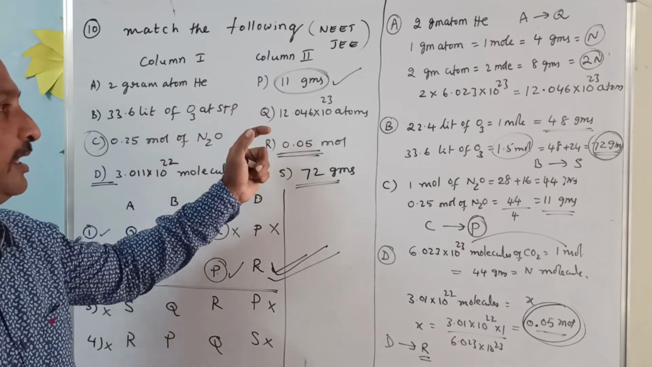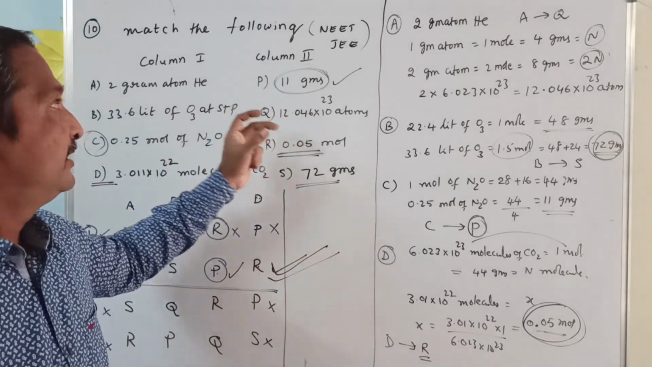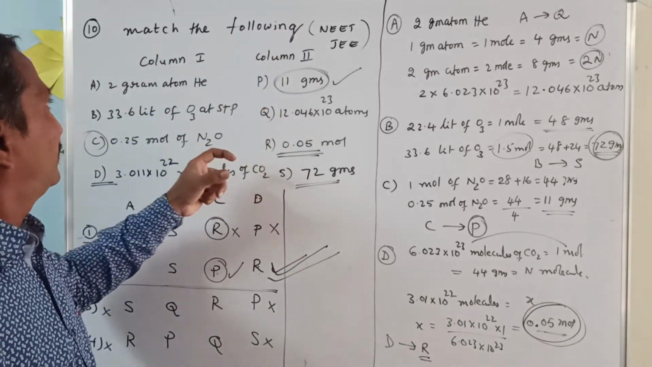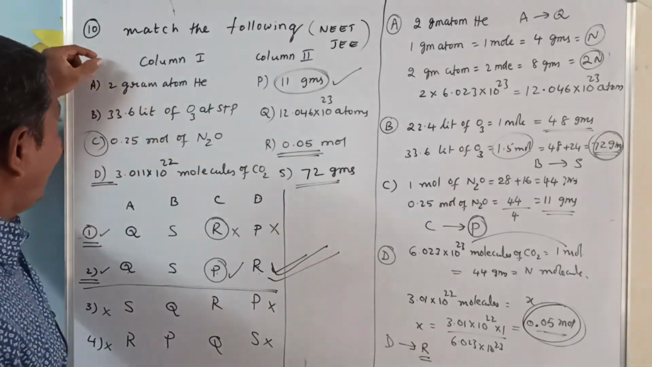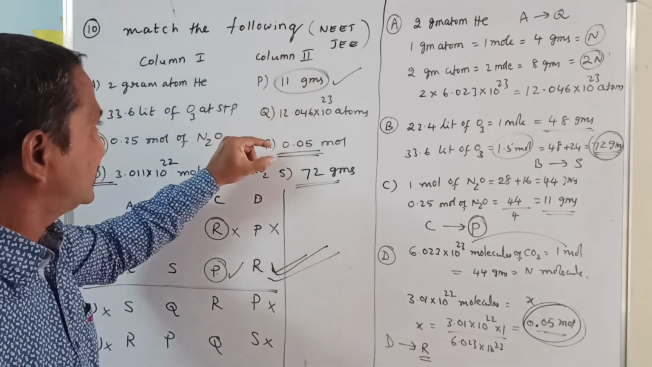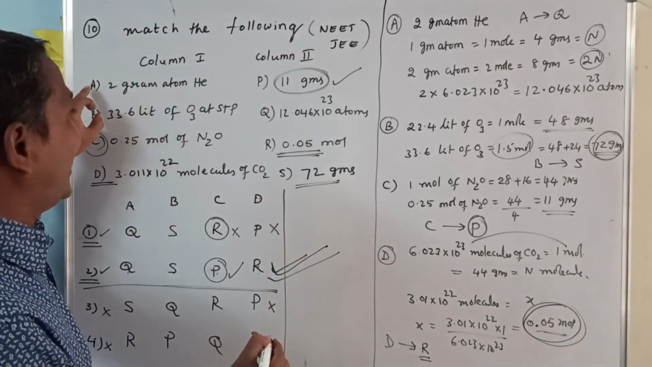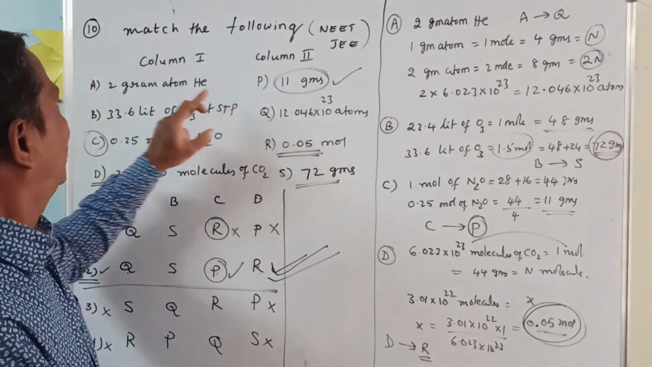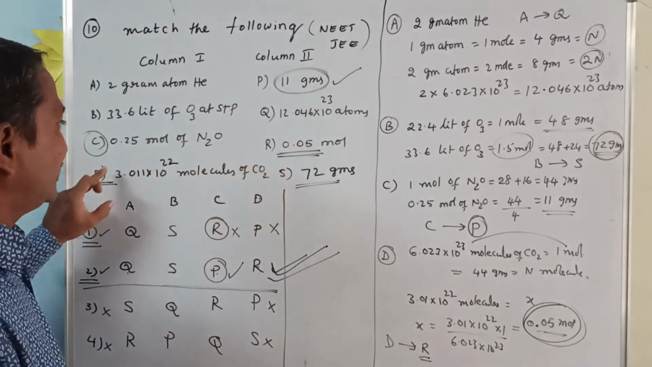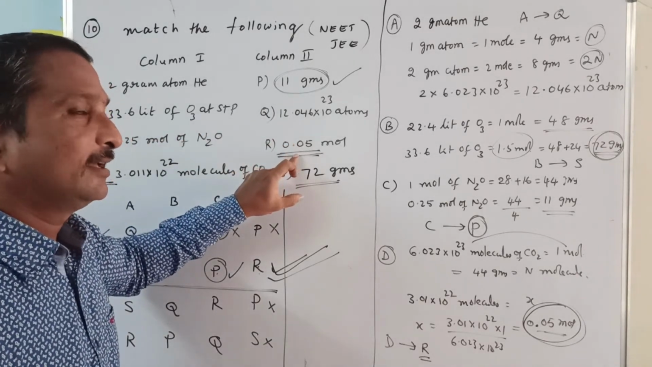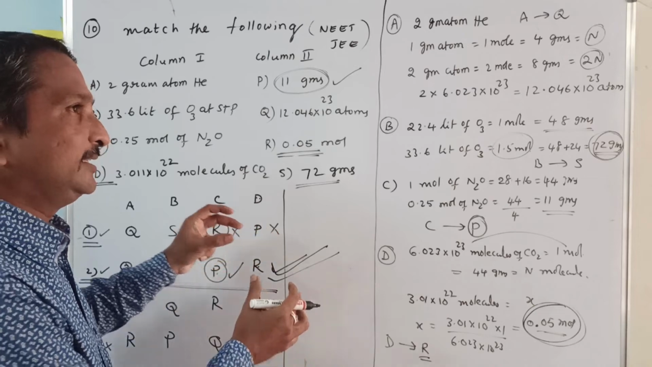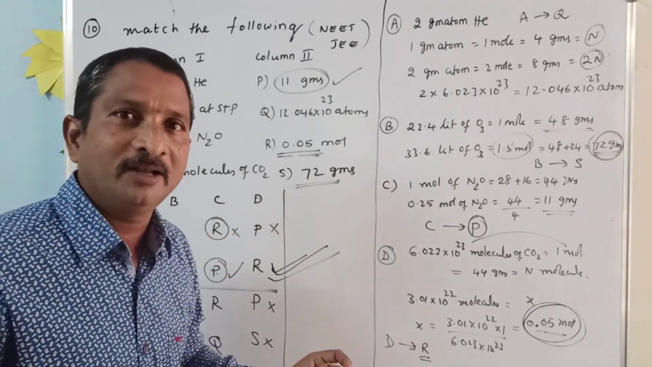Very important model. This is the way of checking. Matching: column A given, column 2 given. In column A, there are 4 contents. In column 2, there are 4 answers. We have to compare A answer in column 2, B answer in column 2, C answer in column 2, D answer in column 2. This is the way of checking. This is the way of comparing. This is the way of matching. Clear all of you?